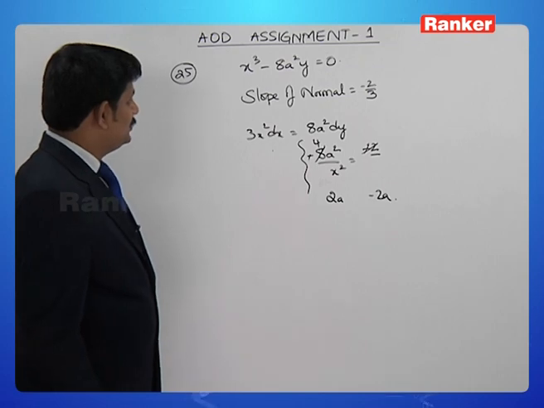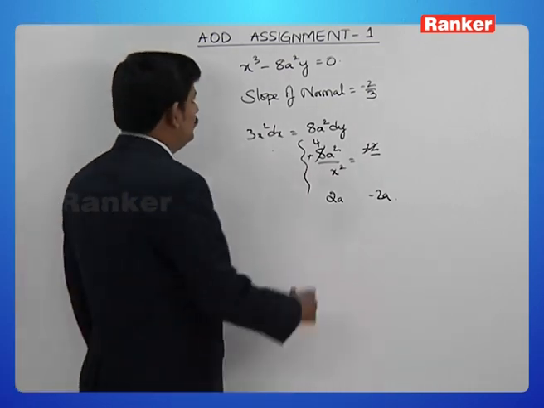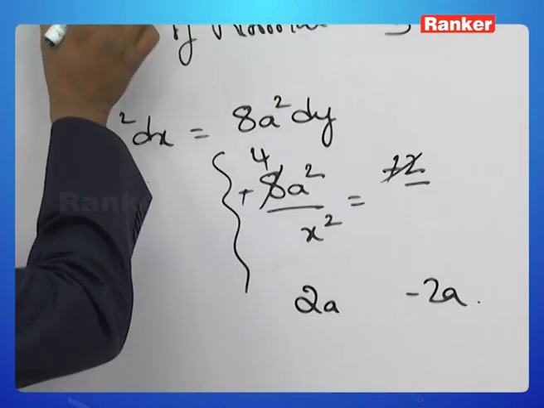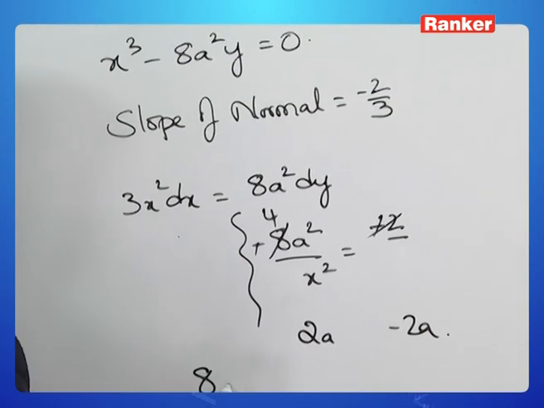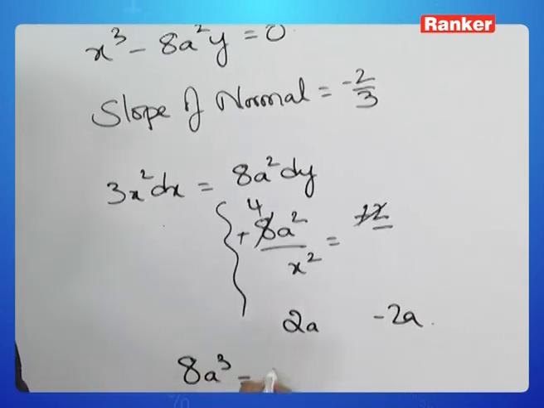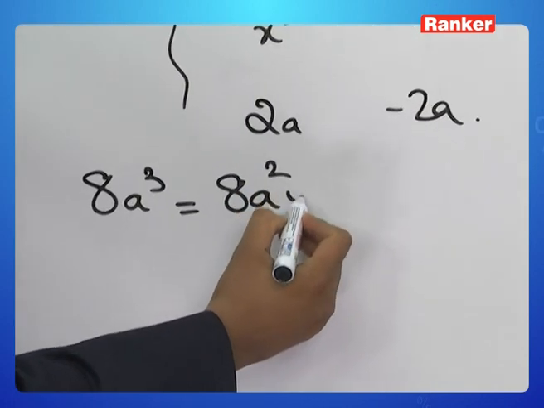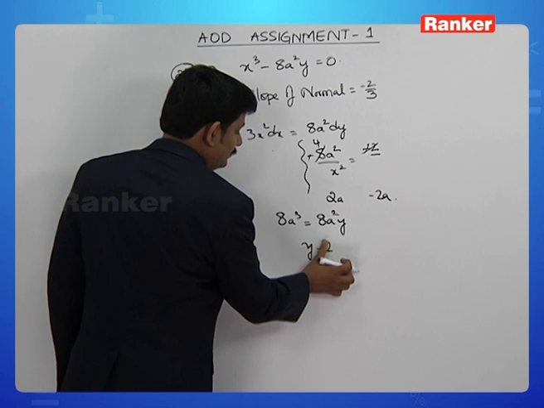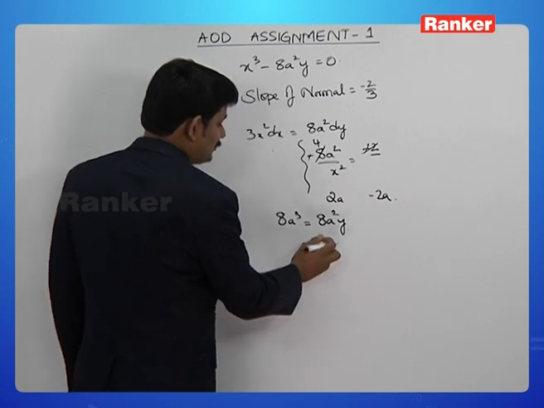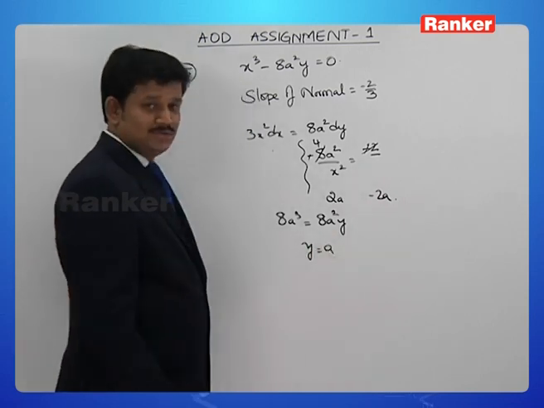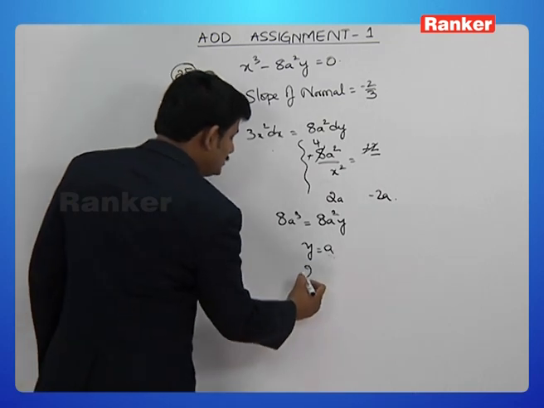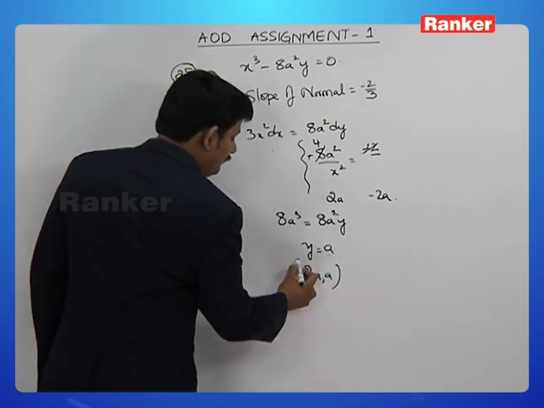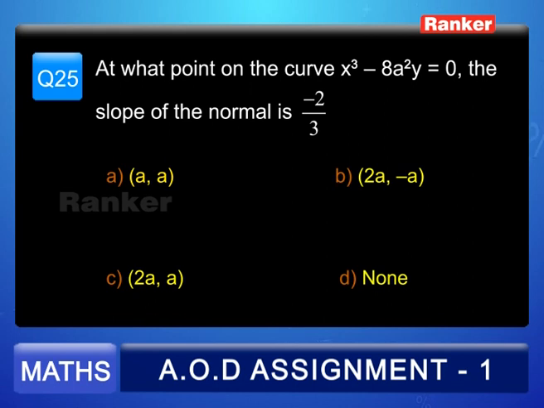So, when x is 2a, 8a³ is equal to 8a²y, or y is equal to a. 8a² gets cancelled, y is equal to a. So, one point is (2a, a), which is there in the options as option C. So, the answer is option C.